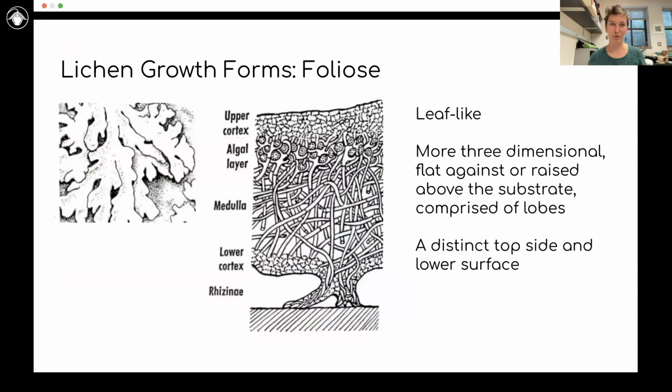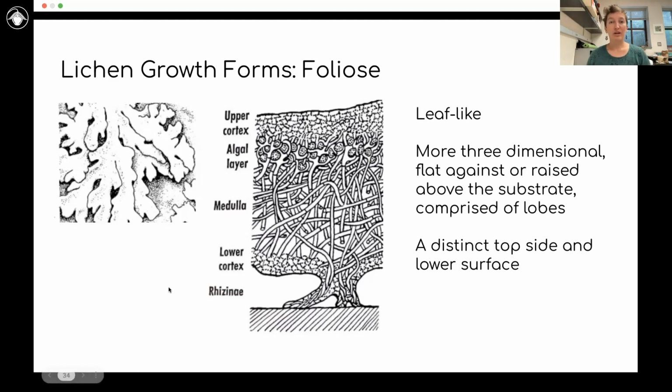The next growth form is foliose. So this means leaf-like. These are more 3-dimensional than the crusts. Sometimes they can still be flat against the substrate, or raised just above it, or raised quite a bit above it. And they are comprised of lobes. So if you can see my cursor, each of these individual pieces forking off would be considered a lobe.